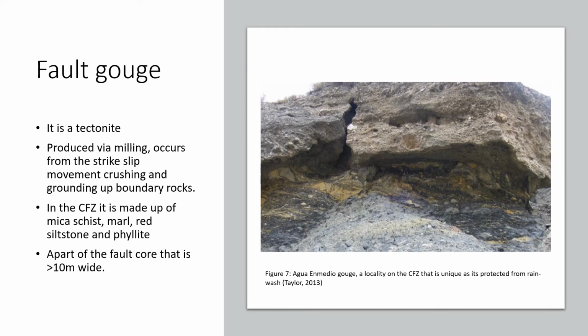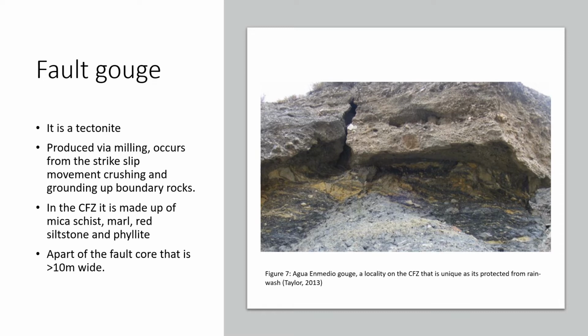First, I think it's best to define what fault gouge actually is before looking in depth at its characteristics and microstructures. Fault gouge is a rock that is derived from tectonic movement. It is known as a tectonite. Tectonites are rocks that have been deformed in one way or another and exhibit features that tell us about their movement history. They are usually metamorphic. The movement that formed the fault gouge in the Carboneras fault zone was strike-slip movement. The boundary rocks were ground and crushed together in a process known as milling, forming the non-cohesive rock, the gouge.